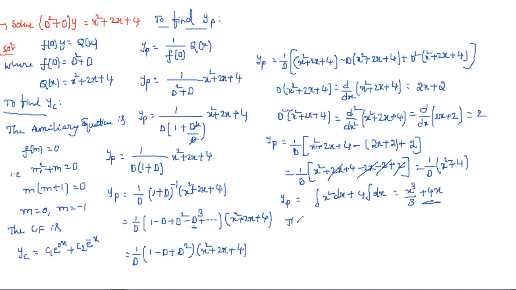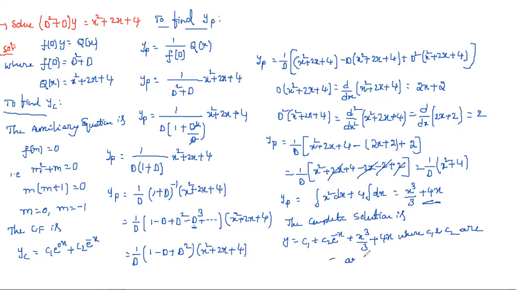So therefore the complete solution. The complete solution is y equals yc plus yp. So that is y equals c1 plus c2 e^(−x), and yp is nothing but x³ by 3 plus 4x, where c1 and c2 are arbitrary constants. So this is the one.